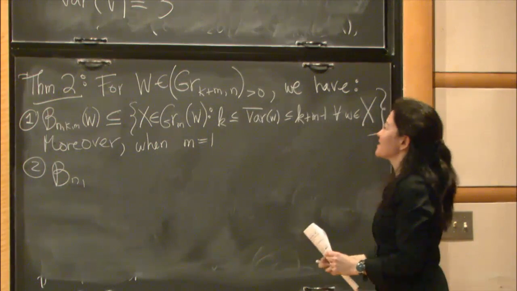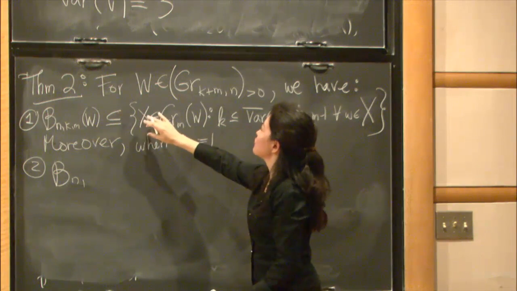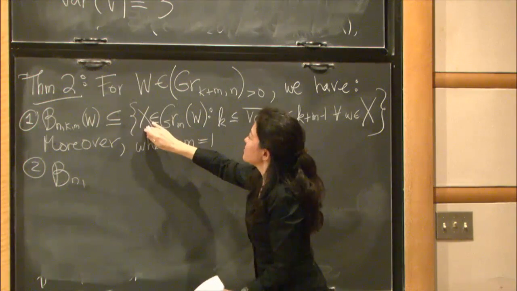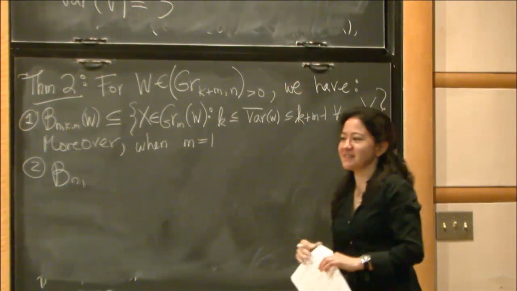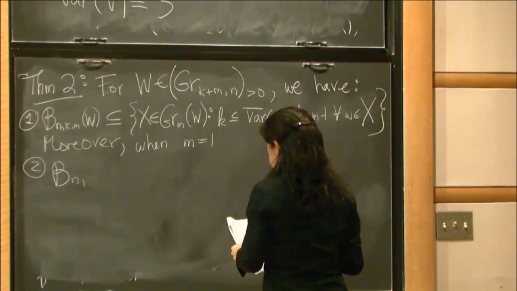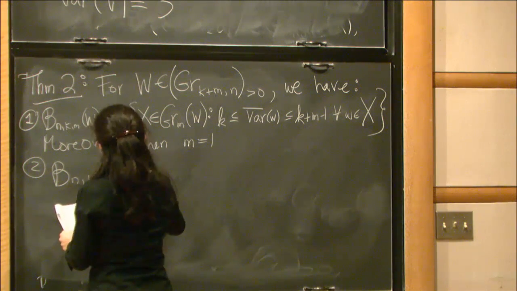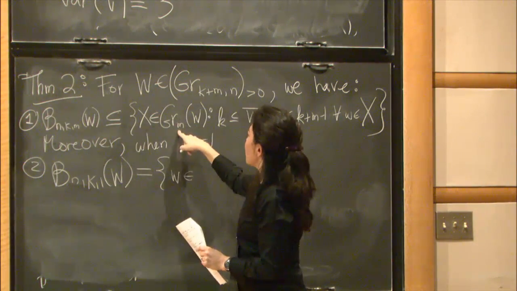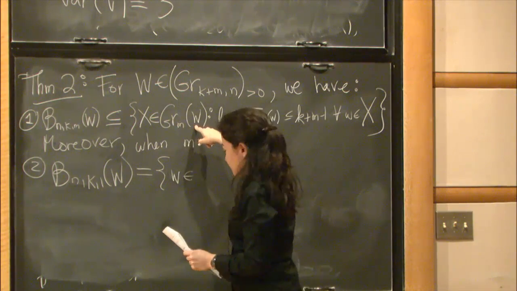Yeah, it's confusing because we're looking at a collection of elements in a Grassmannian, but given an element in the Grassmannian, that's an M plane, and you're actually looking at vectors inside that M plane. So B_{N,K,1} of W is the set, here M is 1, so we're looking at elements in projective space, the projectivization of W.